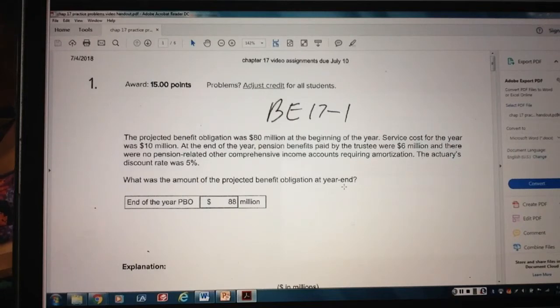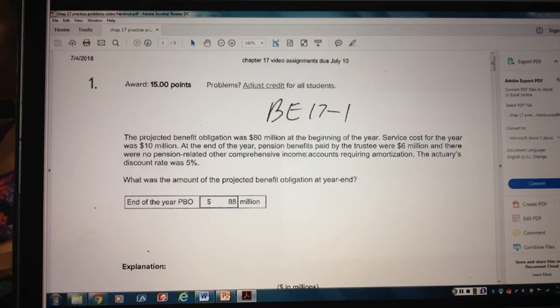And you need to know how to calculate the interest cost. Now, if benefits are paid, that would decrease your pension liability, your PBO. And if there was a PBO gain or loss, that would affect your PBO. But in this example, they say that there were no pension-related other comprehensive income accounts that required amortization. What they're talking about here would be the possibility of prior service cost or of a PBO gain or PBO loss, but we can ignore that.